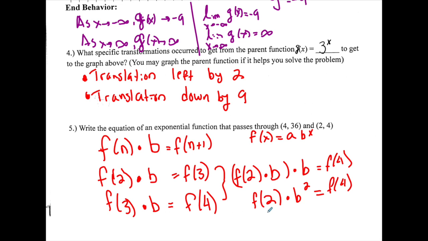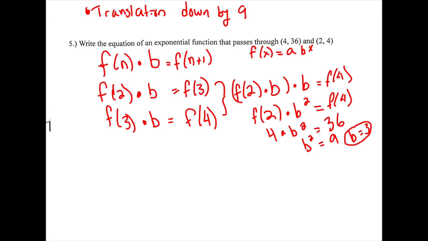So now, for these specific ones, we need 2 and 4. So I know that 4 times b squared equals 36. Wow. Okay, so I divide, b squared equals 9. So b could be, in theory, 3 or negative 3, but remember, in an exponential function, b has to be positive, so negative 3 cannot be an option. So b must be 3.